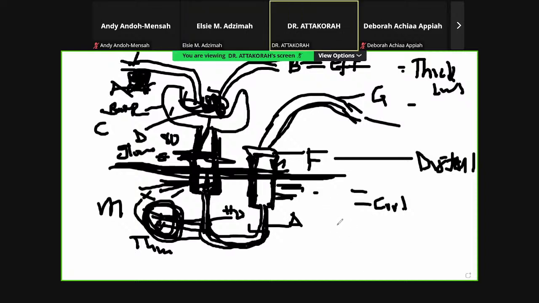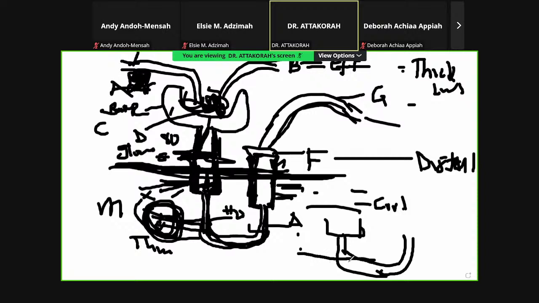It's so simple. This is the thing, I'm taking it the last time. So we have the loop like this. Let me say we have the thick segment coming. We have the thick segment down here.